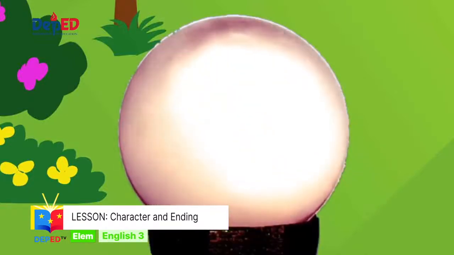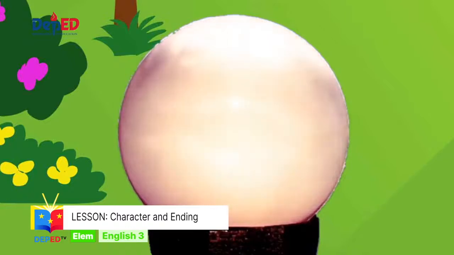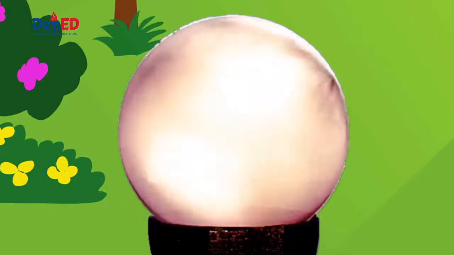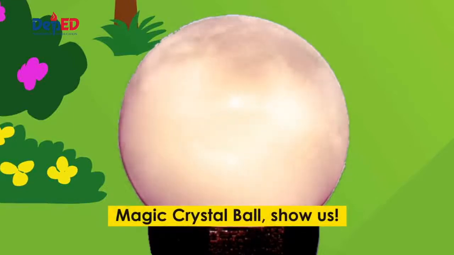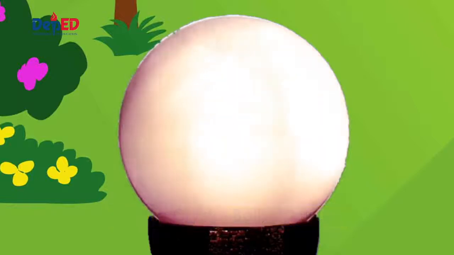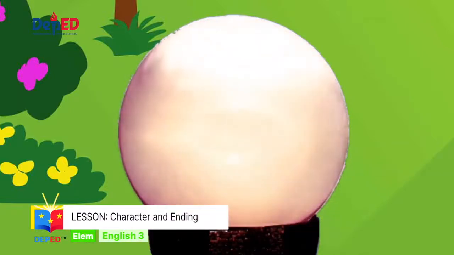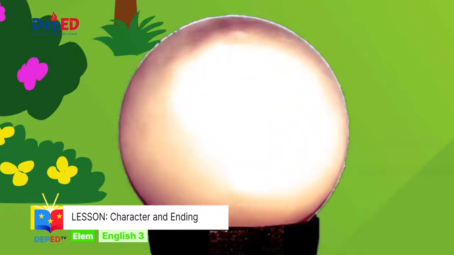Now let us ask our magic crystal ball to show us what possible endings we can come up with. Let's say our magic words. Magic crystal ball, show us. Say it with me. Magic crystal ball, show us. Great! Take note of the events as the magic crystal ball will show two possible endings.